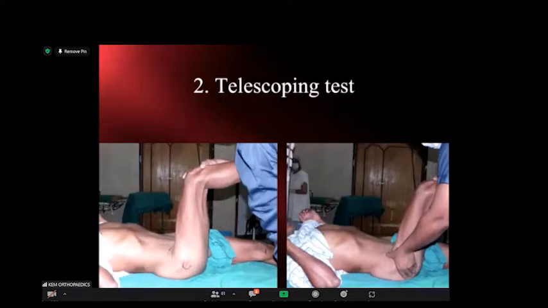While doing the telescoping test, remember the patient's leg should rest on your forearm. And you must be holding the lower part of the thigh in order to do the test. Okay, lower part. So you must pull the femur, not that you pull the leg. You have to pull the thigh. Okay, rest the leg on your forearm.